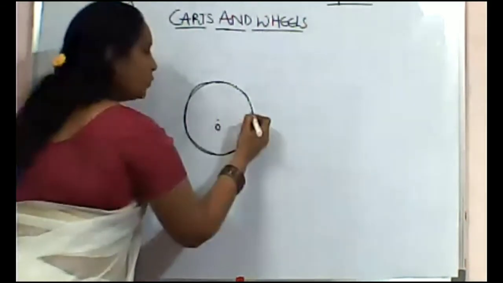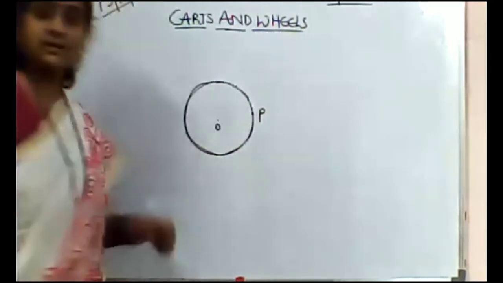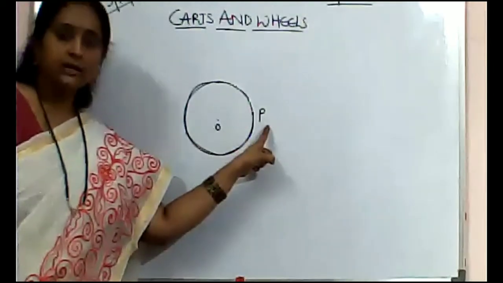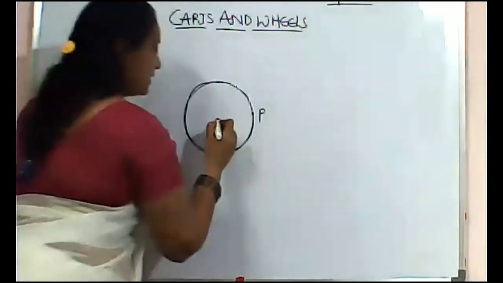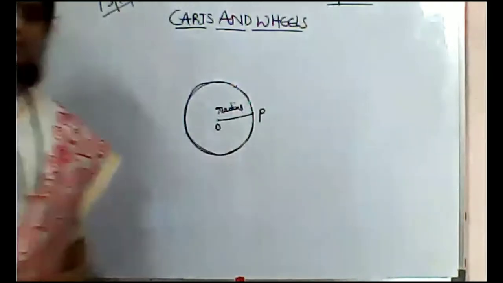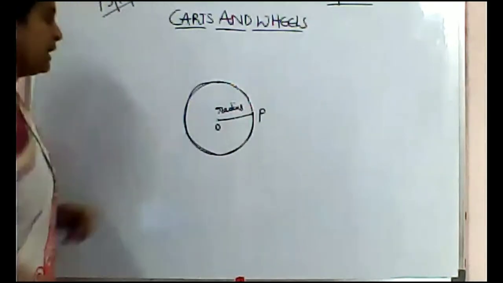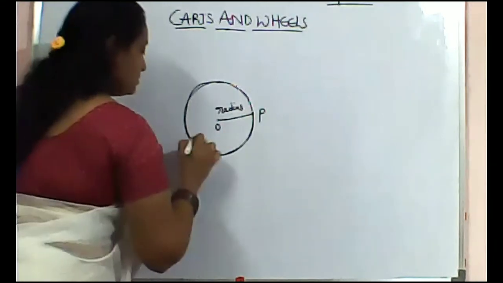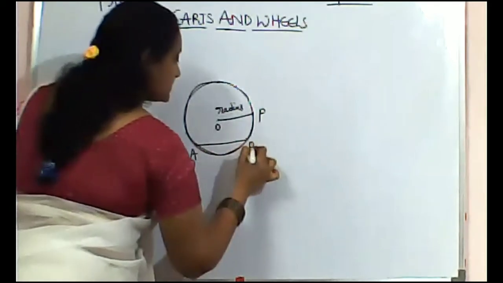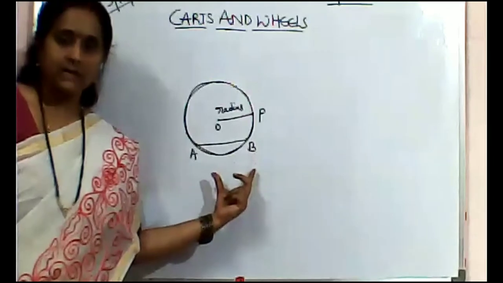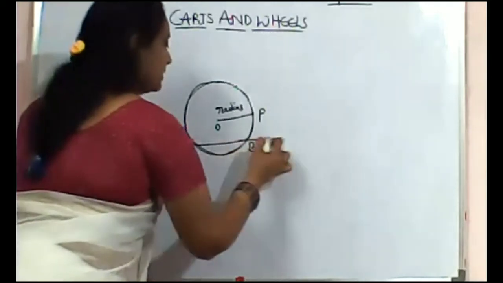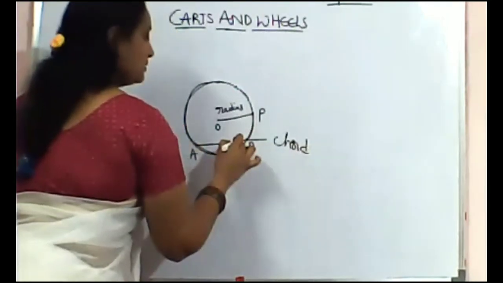From the center to any point on the circumference, the distance between the center and any point on the circle is said to be the radius, and is denoted by r, small r or capital R. And the distance between any 2 points on the circle, or the line segment joining any 2 points on the circle, is said to be a chord.